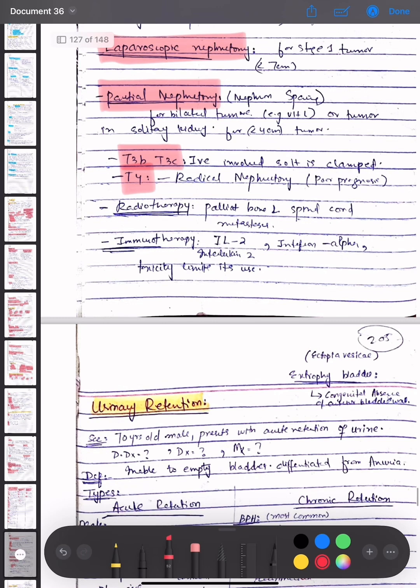Radiotherapy is palliative, for bone and spinal cord metastasis. Immunotherapy is done with interleukin 2 and interferon alpha, and toxicity limits their use.